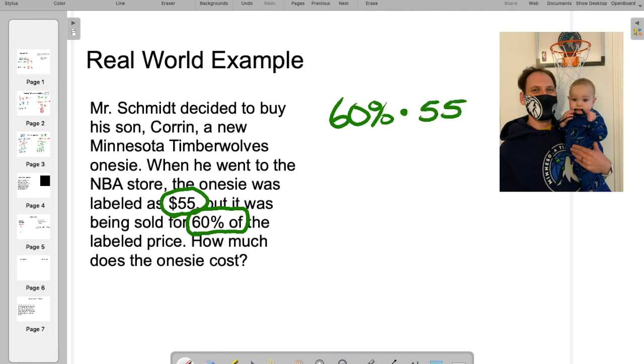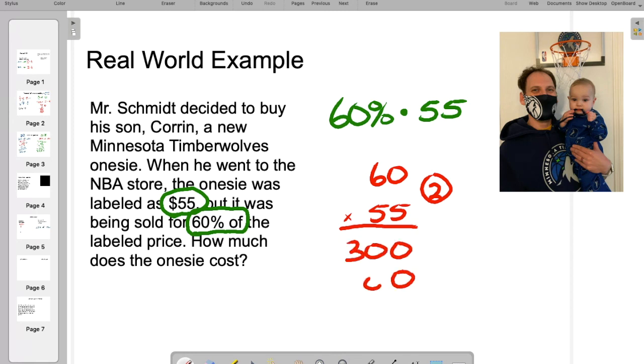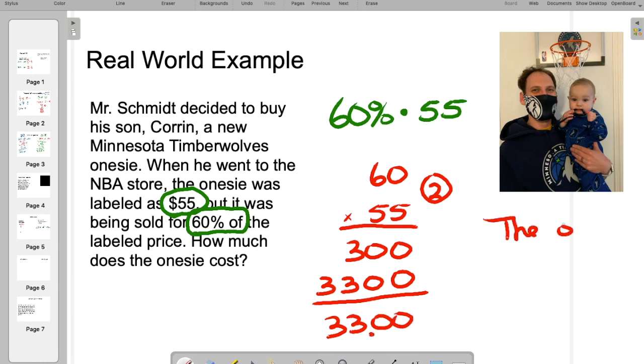So just like we've done before, we're going to do 60% as a decimal. And then 55, as my friend 50 Cent would say here below, we are going to erase the decimal point and count 2 digits behind the decimal point total in our problem. And from here, we're going to multiply like we've done many times in this video. So I'm going to go just a little quick through it. I reinsert my decimal, and I know the onesie costs $33.